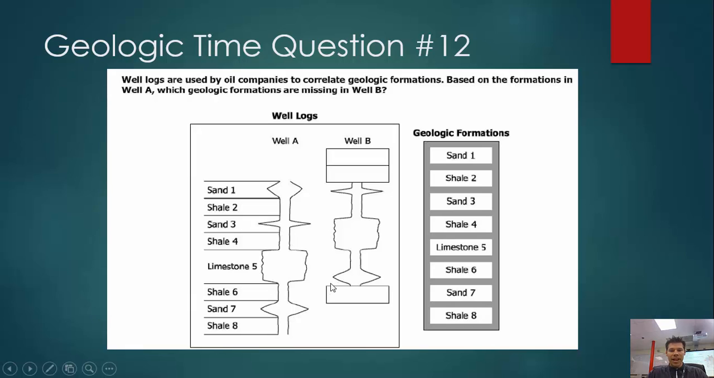And now the last part was asking you, what goes here? If you look at the symbol for sand number 7, here's sand number 7, and you can find sand number 7 over here. All you have to do is check well A and see that shale 8 follows the pattern. So this is just a completing the pattern question. Shale number 8 goes right here. Shale number 2, you would drag right there. And sand number 1, you would drag to the very top.